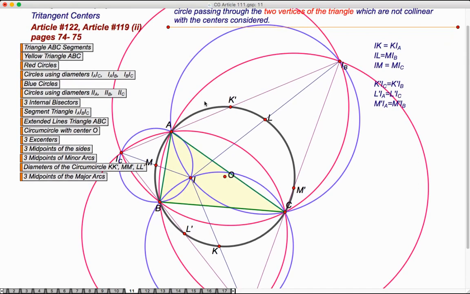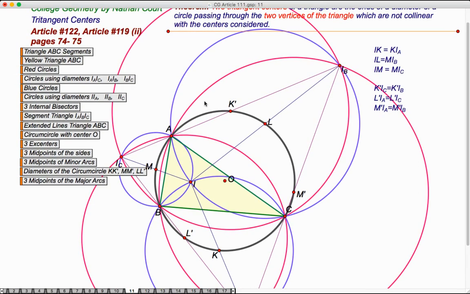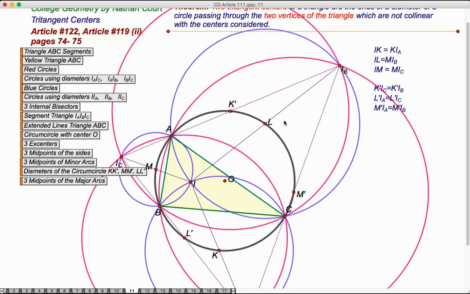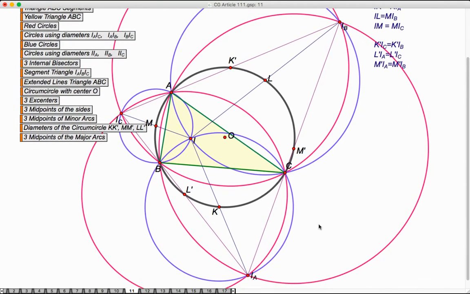Or the yellow triangle. For the red circles, these are all that pass through, say here, I sub B and I sub A. And the center of this particular circle is M prime, and the diameter is I sub A, I sub B.